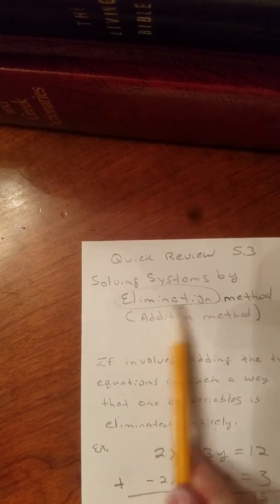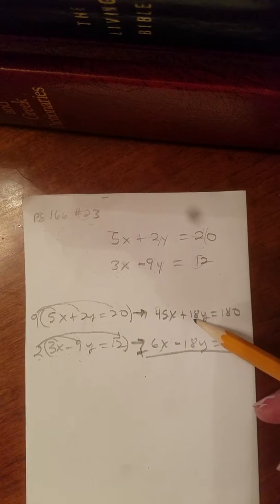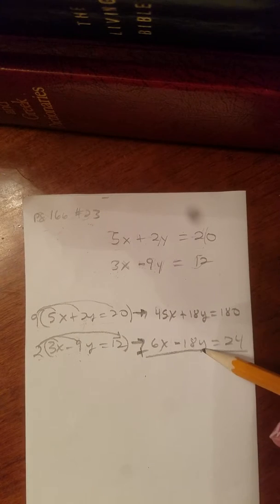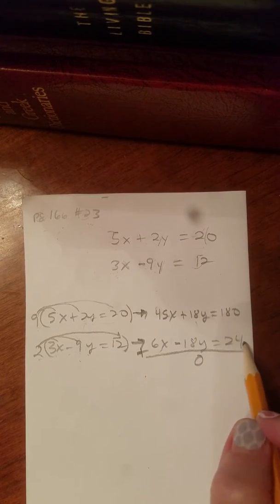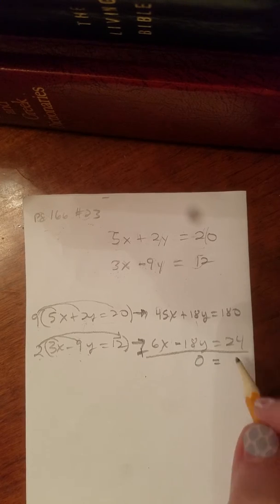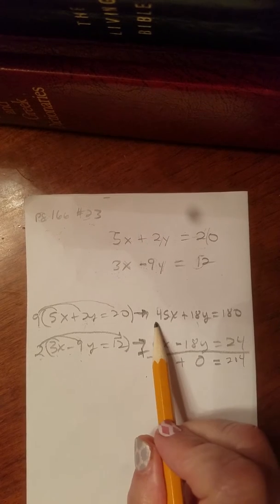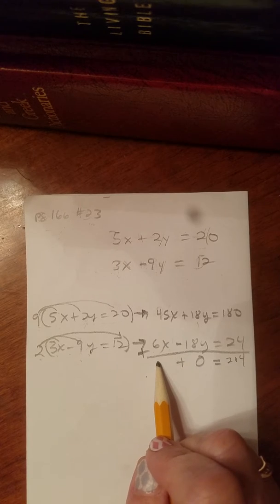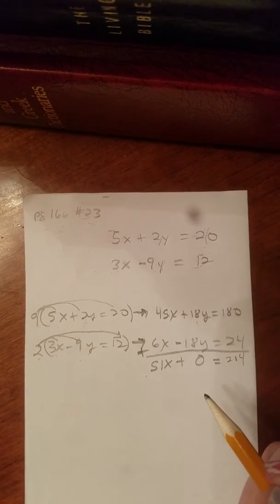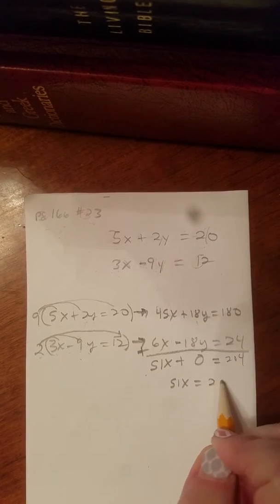Sometimes remember they call this the what? Addition method or elimination method, because we're trying to eliminate a variable. Well, it worked because 18y and minus 18y becomes 0, right? This becomes 0. And if I add 180 and 24 here, I end up with 204. And 45x plus 6x gives me 51x. Okay. So now I have 51x equals 204.